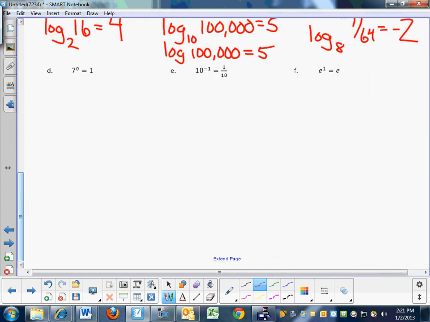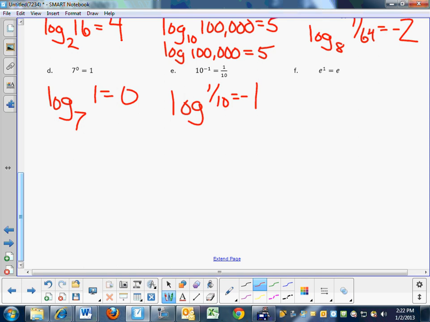How about the next one? Log base 7 of 1 equals 0. Next one, log. I don't have to write the base because the base is 10, of 1/10 is equal to negative 1.